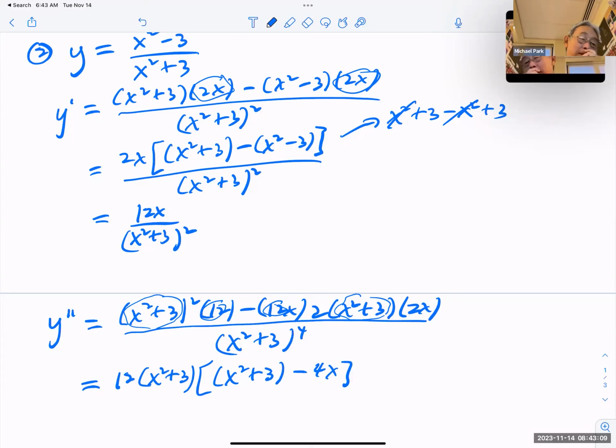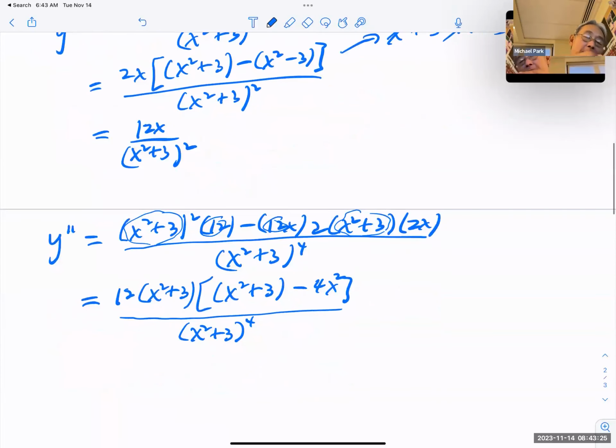Let me see if I did that correctly. x squared plus 3 minus, no, 4x squared. See, there's an x over there hiding. All over denominator squared we go. Now, in the box right here, you have 3 minus 3x squared. And then you can factor out the 3 and get 1 minus x squared.